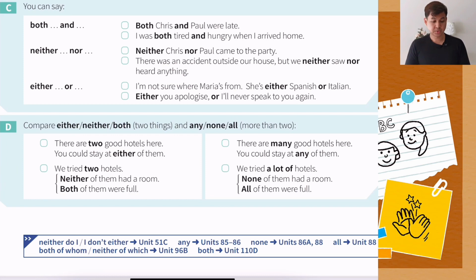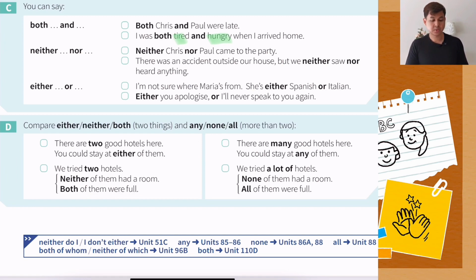Now let's move to section C. Both and. So how to use both and. Both Chris and Paul were late. So Chris together with Paul, they were both late. I was both tired and hungry when I arrived home. So I was both tired, adjective, and hungry, adjective, when I arrived home.